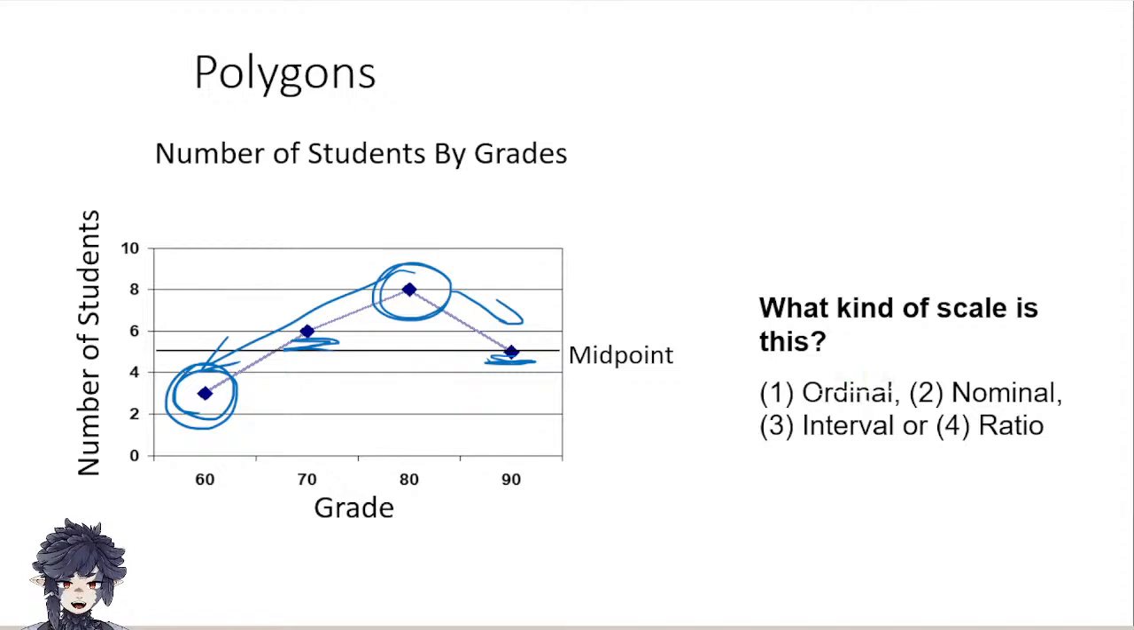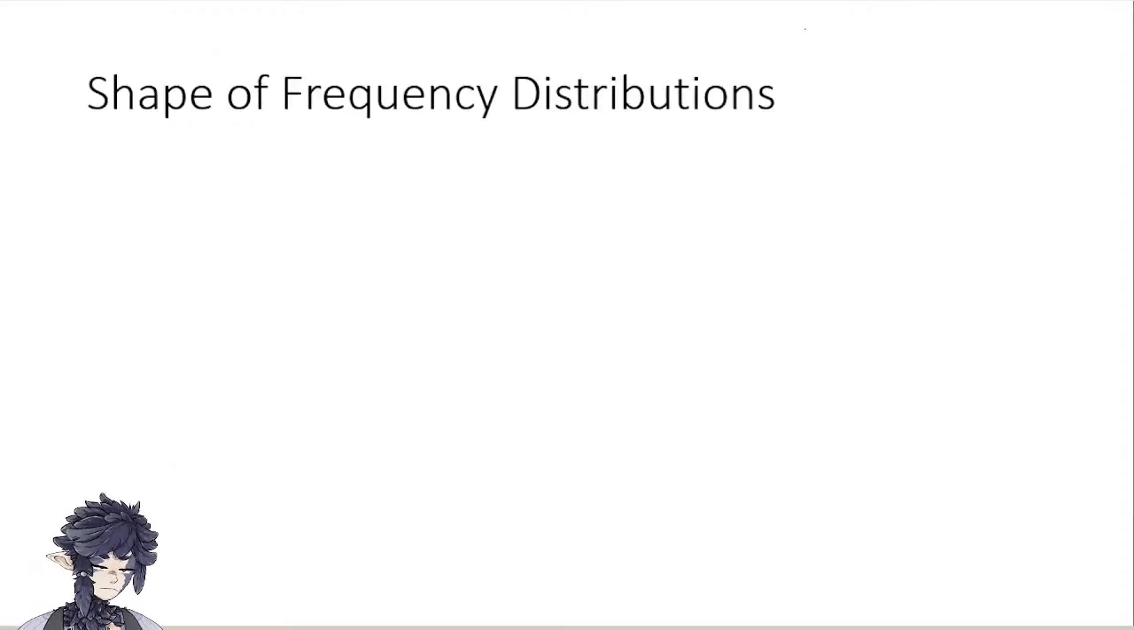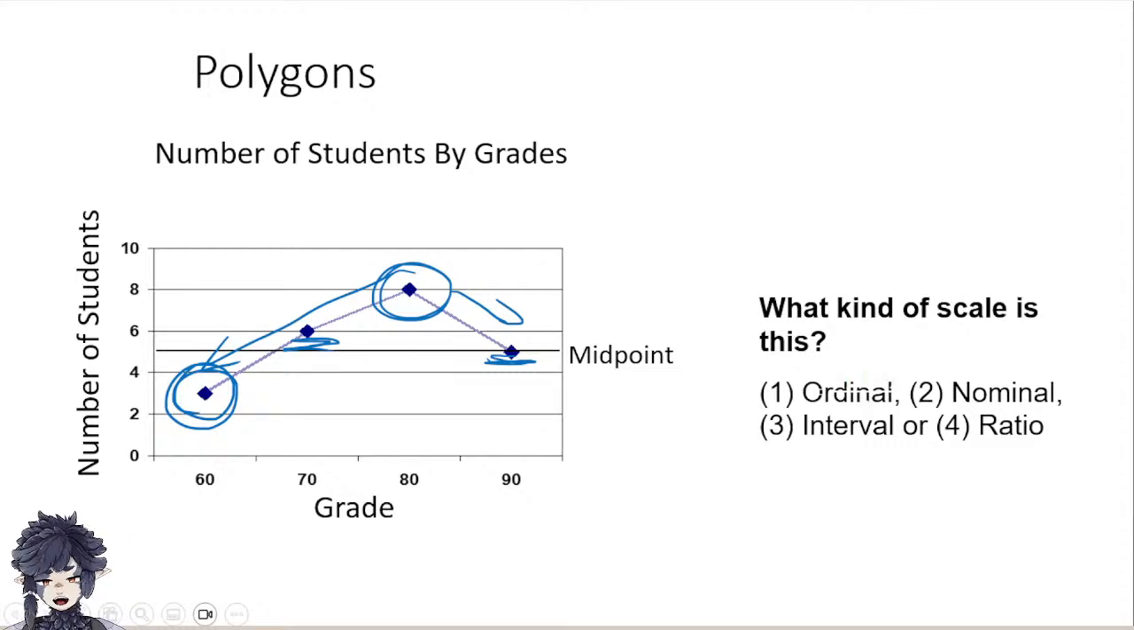So that's a polygon. By the way, you wouldn't want to do polygons with nominal data for exactly the same reason as you wouldn't want the bars touching on a nominal data histogram, or a nominal data frequency distribution. Because that would imply there's some continuity there. If it's nominal data, I could have put these in any order I wanted to. We don't want to imply there's some sort of trend.